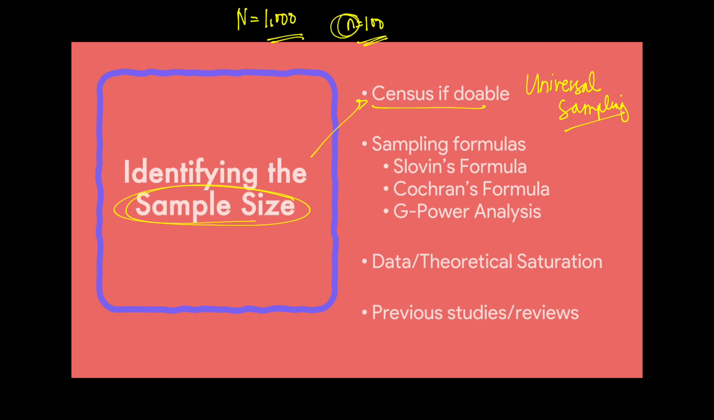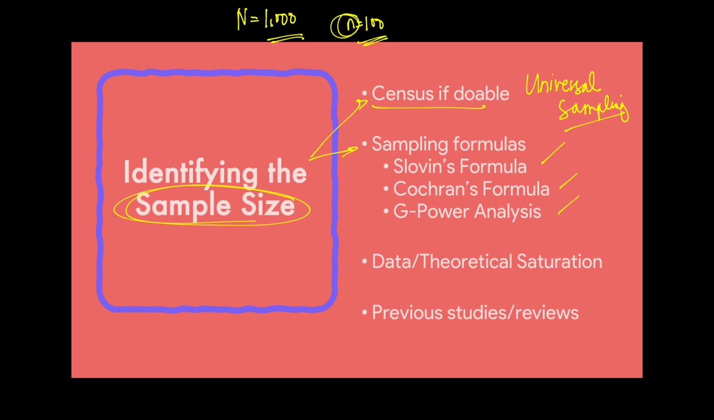What if you need a smaller sample compared to your population, but you need to get a number for the small n based on scientific and valid methods? You can use sampling formulas, and there are 3 that are available. We have Slovin's formula, we have Cochran's formula, and G*Power analysis, and you may have come across these in your statistics classes.